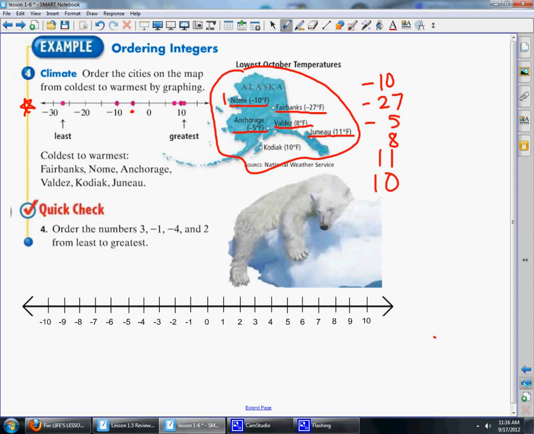So I want you to try this. Order the numbers 3, -1, -4, and 2 from least to greatest. All right, let's see how you did. So first I'm going to graph 3, which is here, and then -1, which is here, and then -4 and 2. And I'm going to write the numbers in order from, look at the directions, least to greatest. So the smallest number is -4, then -1, then 2, and then 3.